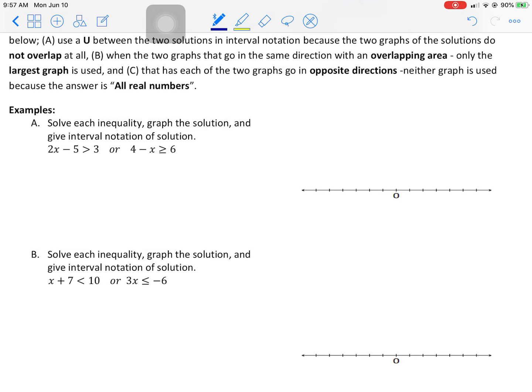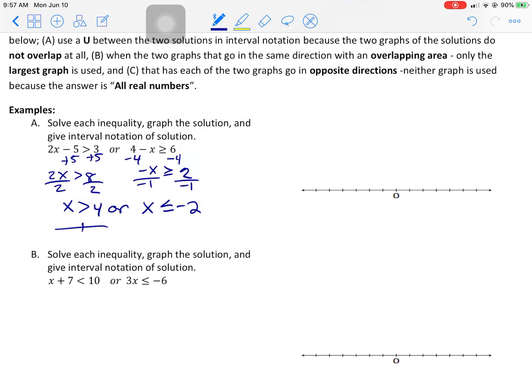All right, here's this one. You want to solve each one. That was step 1. So move the 5 to the other side. 2x is greater than 8. You get x is greater than 4. Or, let's see, move the 4 over. Don't forget to divide by that -1 that's there. So this is going to be x, and you're going to flip the symbol because we divided by a negative.